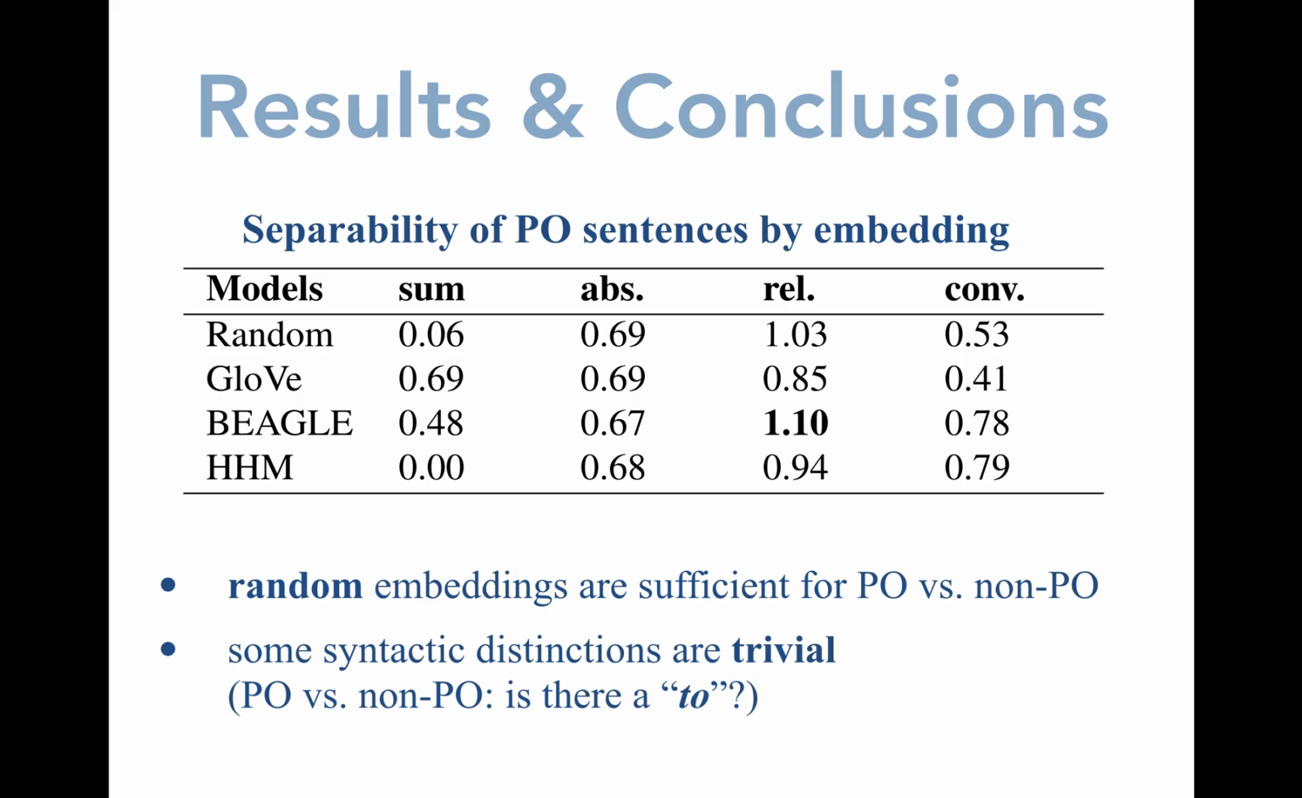With regard to the PO versus non-PO discrimination, we find that the random embedding baseline is sufficient, and this is because this syntactic distinction is quite trivial. You can detect a PO versus non-PO sentence simply by checking for the location and presence of the function word to.